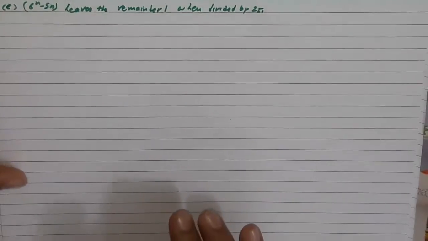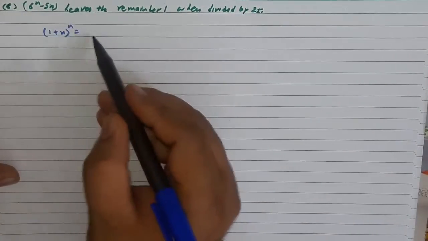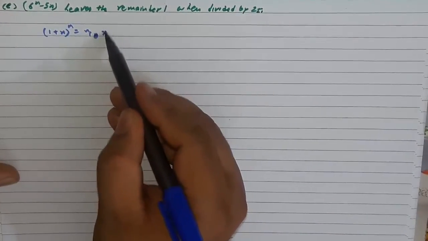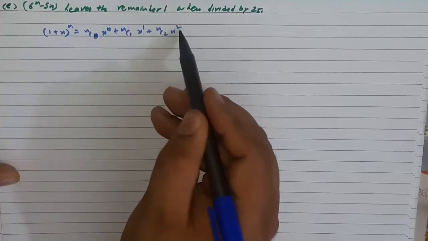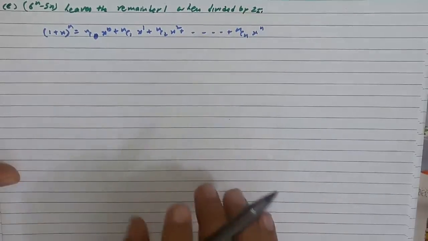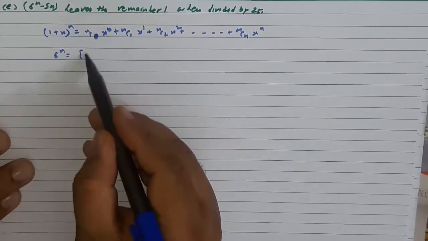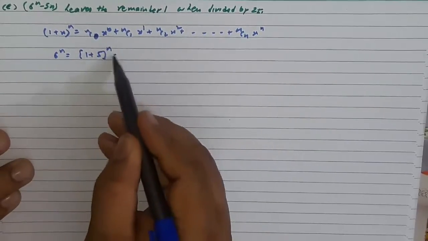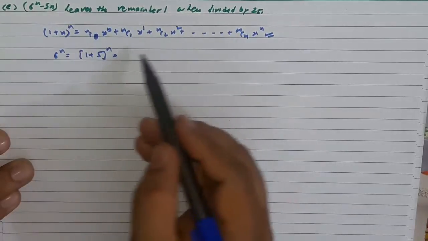Next question, 6 raised to power n. So again we will use that concept, that 1 plus x raised to power n is nC0 x raised to power 0, nC1 x raised to power 1, nC2 x raised to power 2 and so on, nCn x raised to power n. Right, so we want 6 raised to power n. The 6 raised to power n can be written as 1 plus 5 raised to power n. So if we put x equal to 5 here, we get this result, right?